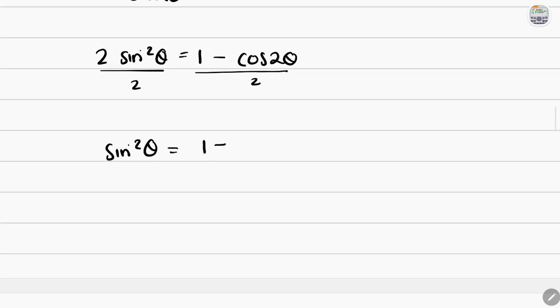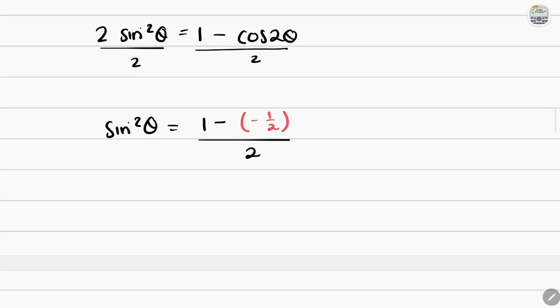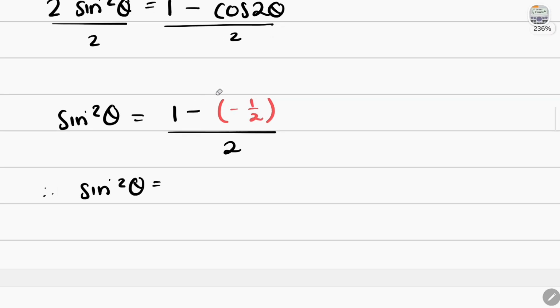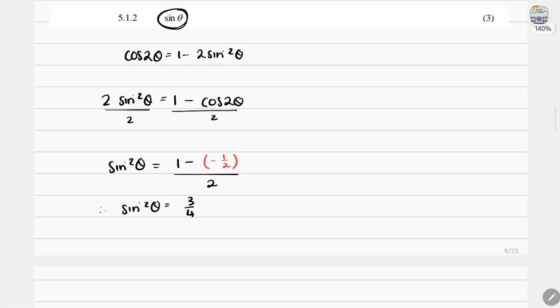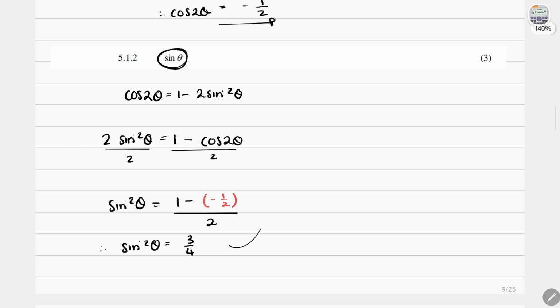So let's do that. We have 1 minus, and this is -1/2, and we have all over 2. Okay, so we're really just saying sine squared theta is equal to, and when we add there, that's 1 plus 1/2, which is 3/2. 3/2 divided by 2 is like saying multiplied by 1/2, which is 3/4. So this is our equation. And we're just trying to find the value of sine theta.